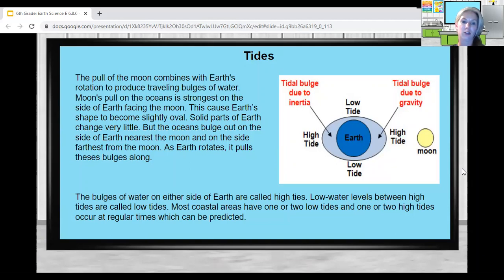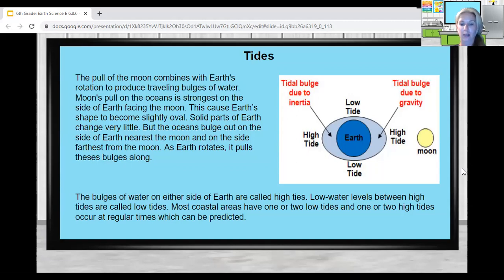The moon's pull on the oceans is strongest on the side of the Earth facing the moon. This causes the Earth's shape to become slightly oval. Solid parts of the Earth change very little, but the ocean bulges out on the side of the Earth nearest the moon and on the side furthest from the moon. As the Earth rotates, it pulls these bulges along. The bulges of water on either side of Earth are called high tides. Low water levels between high tides are called low tides.